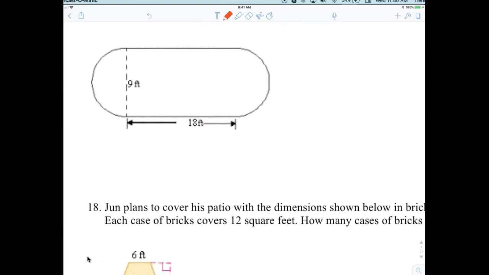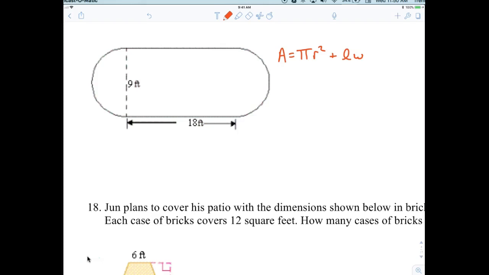Uh-oh, what do I recognize about this shape? It's 2 semicircles, which makes it what? 1 circle and a rectangle. So here's what I want down: area equals pi r squared plus length times width. Everybody good with that? Uh-oh. Who knows what the radius is?